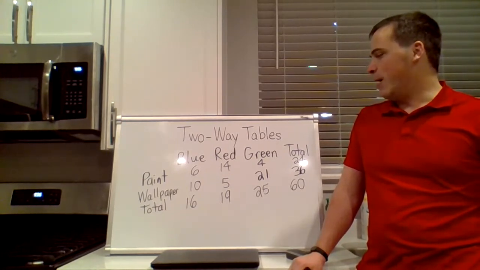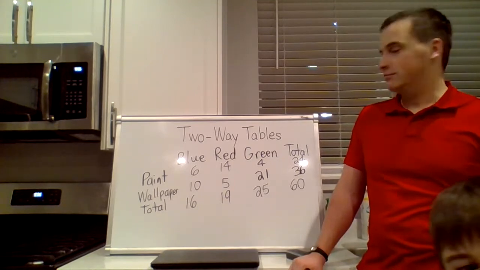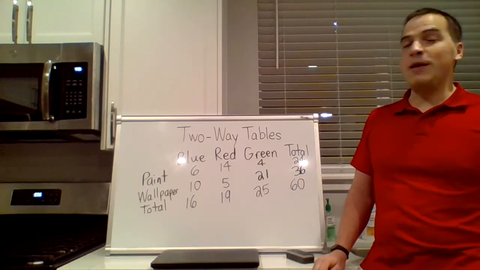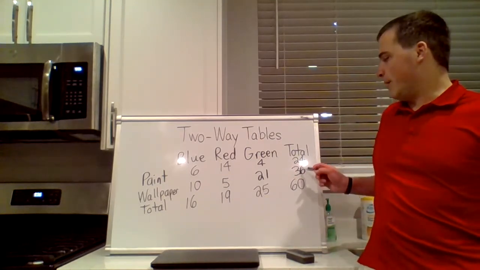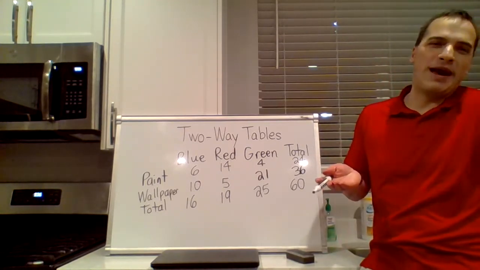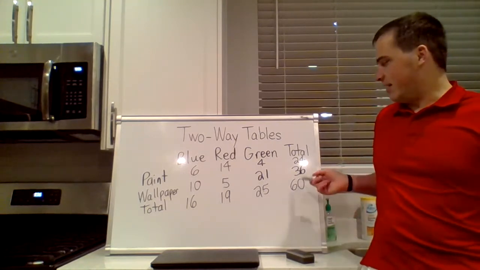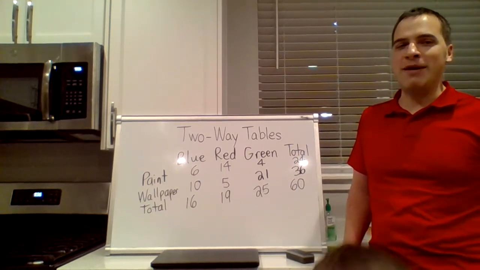Now, additionally, you might be asked something such as, what is the most popular color? There's the answer. Here it is, green. Do people in this survey prefer wallpaper or paint? Wallpaper is more preferred to paint. Those people are wrong, but what do I know? And how many people are surveyed? 60.